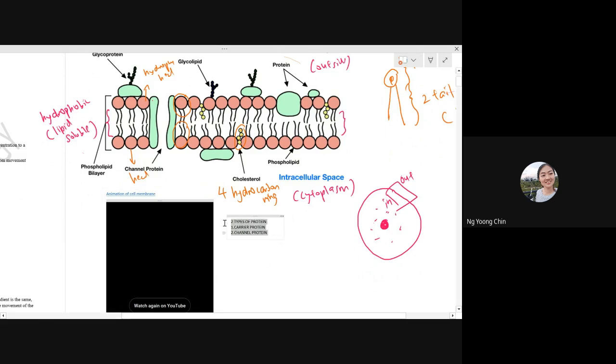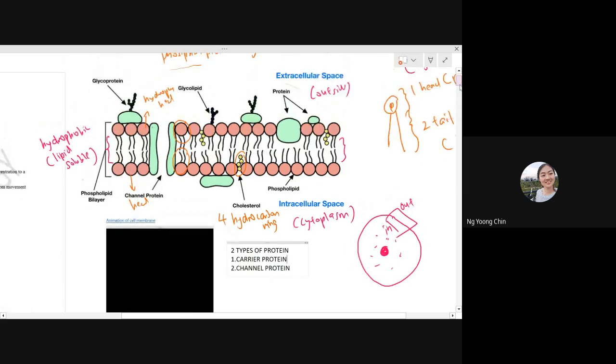I enlarge my word so small. See? Carrier protein and channel protein. The carrier proteins refer to this thing. This is an example of the carrier protein. Then this is an example of channel protein. See? Channel protein. You can see they will form small hollow channels.